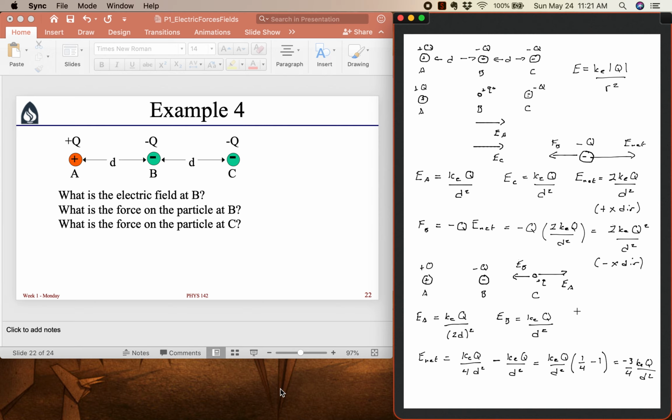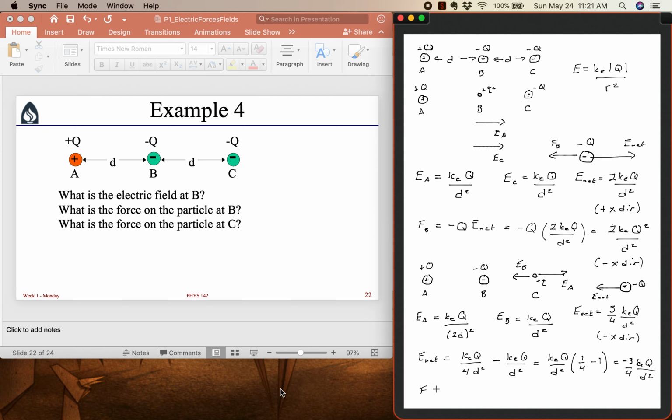And so I would say that my net electric field at location C is equal to 3/4 KeQ over d squared, and it acts in the negative x direction. So that net electric field is going to point in the negative x direction. So there's my E net. And then if I want to find the force on particle C, I put particle C back at the location of C and calculate the force. So if I put that particle back, that is a negative particle. It has an amount of charge equal to -q.